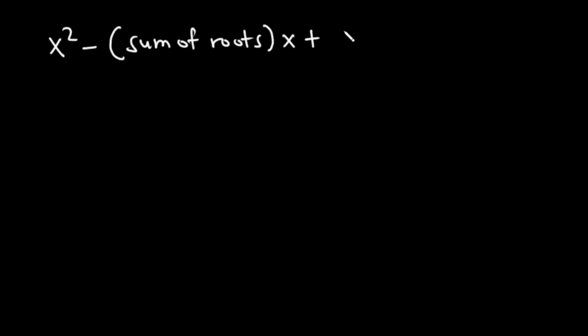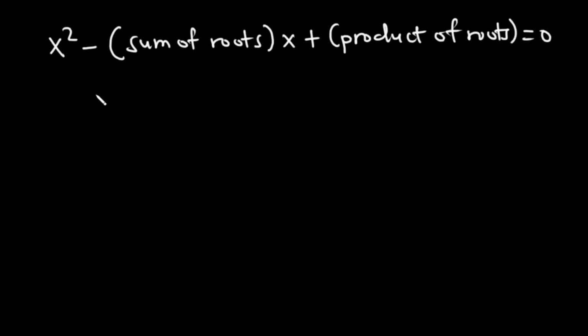In this video, we are going to learn how to form a quadratic equation when its roots are given. Given the roots of any quadratic equation, the equation can be written as x squared minus sum of roots x plus product of roots is equal to 0. The sum of roots means that you want to add the roots, and the product means that you want to multiply the roots.